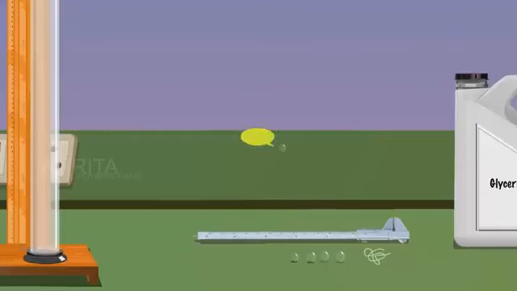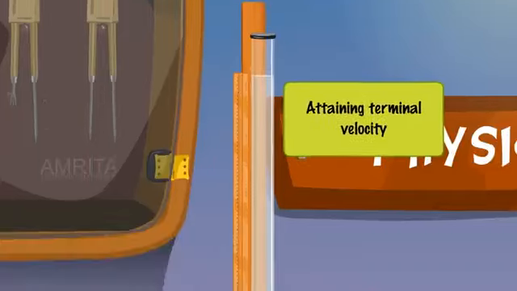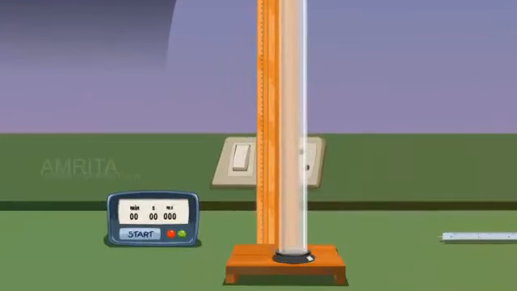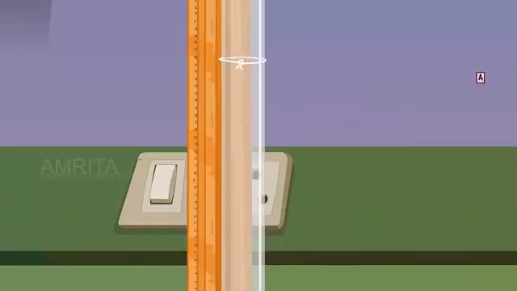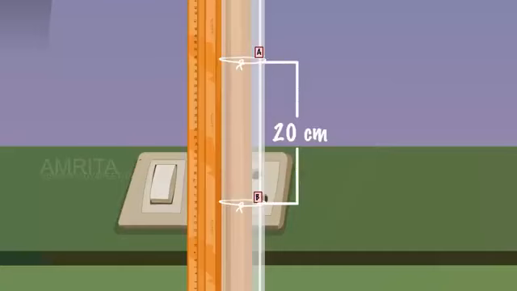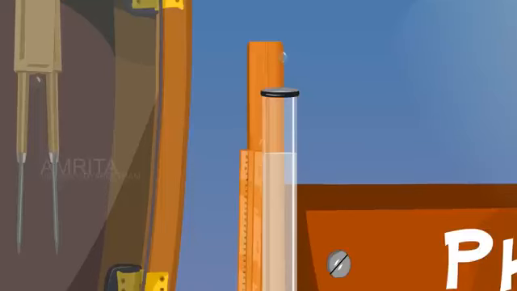Take a glass bead of diameter 5 millimeters and drop it gently into the liquid. It falls down in the liquid with accelerated velocity for some time and then moves with a uniform terminal velocity. Using a thread, mark a reference point A below the point at which the bead acquires terminal velocity. Mark another point B below the point A using another thread so that the distance between A and B is 20 centimeters. Now, take another bead of diameter 5 millimeters and drop it gently into the liquid.